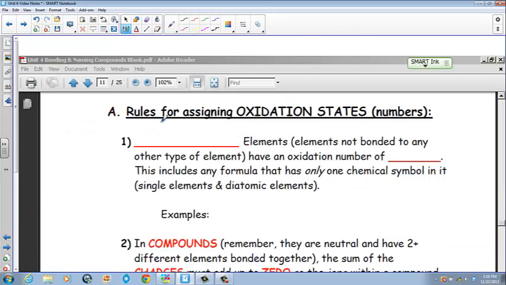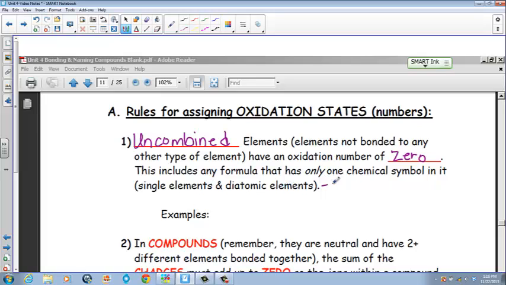So the rules for assigning oxidation numbers are as follows. Uncombined elements, meaning not paired up with anything else. Uncombined elements not bonded to any other type of element have an oxidation number of 0. They're automatically neutral. This includes any formula that has only 1 chemical symbol in it, single elements, and diatomic elements.